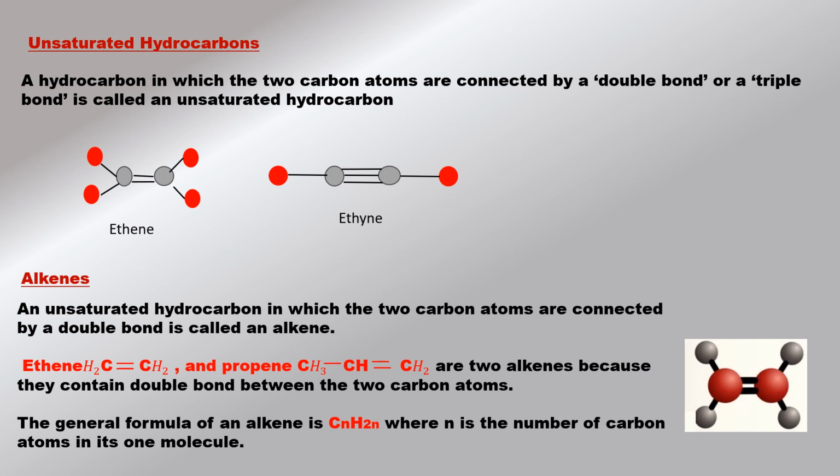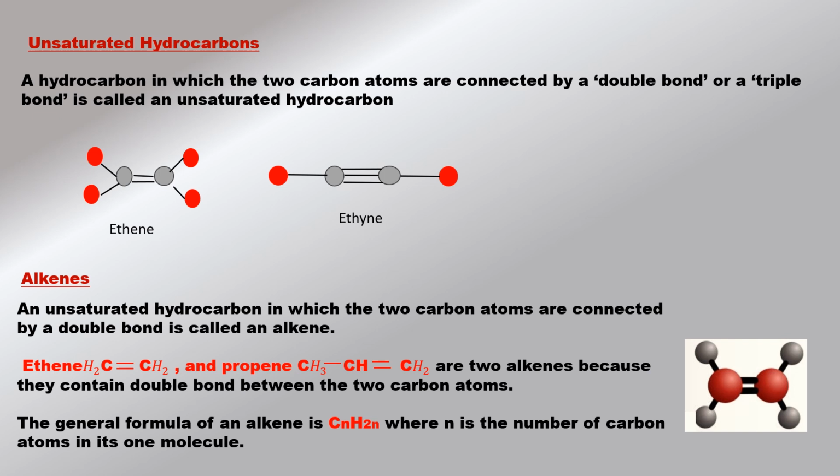Alkenes. An unsaturated hydrocarbon in which the two carbon atoms are connected by a double bond is called an alkene. Thus, alkenes contain a double bond between two carbon atoms, which is formed by the sharing of two electron pairs, or four electrons. Ethene and propene are two alkenes because they contain a double bond between the two carbon atoms.